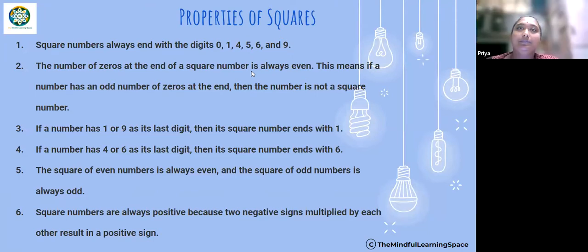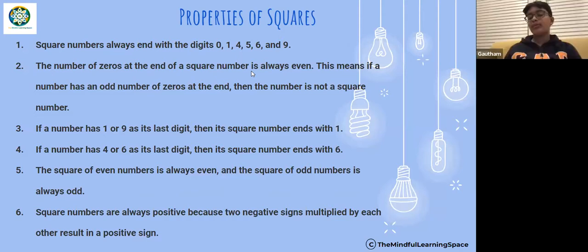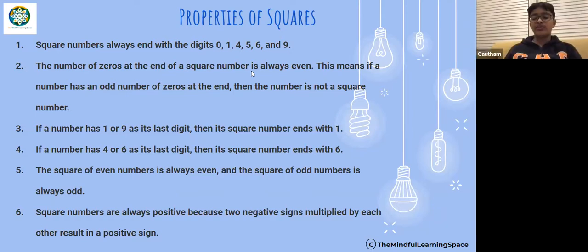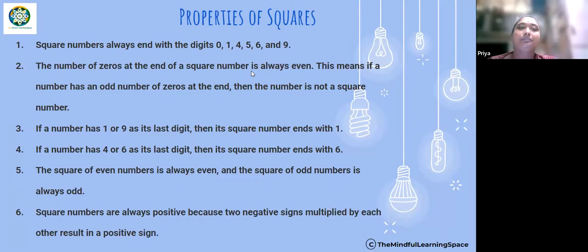For example, 9 times 9 equals 81, and odd numbers end in 1, 3, 5, 7, or 9. All right, 8 times 8 equals 64, and even numbers end in 0, 2, 4, 6, 8. Good job. The last one.